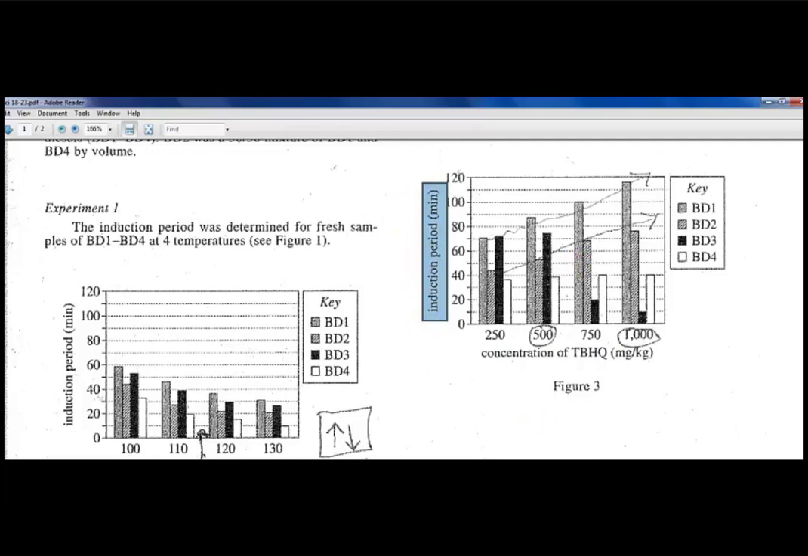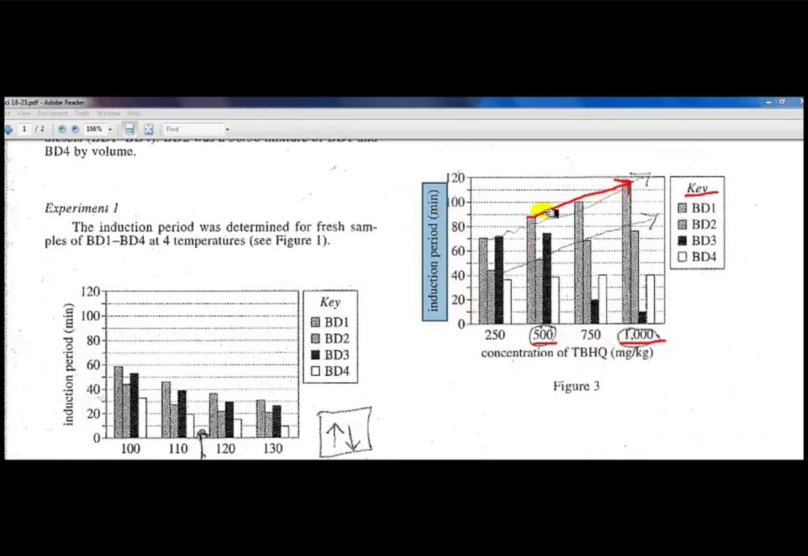Let's go ahead and take a look over here at the key. You always want to use a key. When they give you a key, always look at this. First one here is the shaded bar, which is BD1. You come over here, we're starting at 500, like you said, the chemist, and says as we increase from 500 to 1,000, we find that BD1, the shaded bar, is roughly about 74, and now at 1,000, when we increase the concentration, we see that this goes to 115. You simply draw an arrow here, and as you increase the concentration, it looks like the induction period increases.